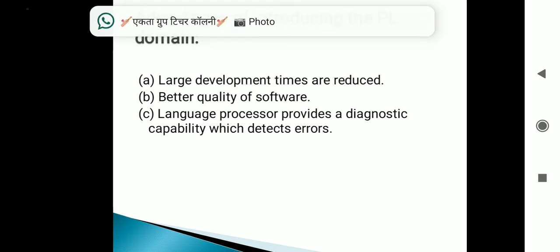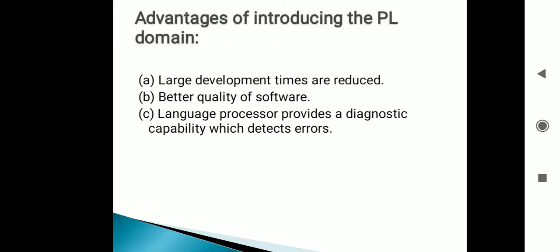Now let's discuss what language processors are. Here the language processor provides the diagnostic capability, the third advantage. What is a language processor? A language processor is software which either bridges the specification gap or the execution gap. Using the language processor, we can convert the source program into the target program if it is error free.